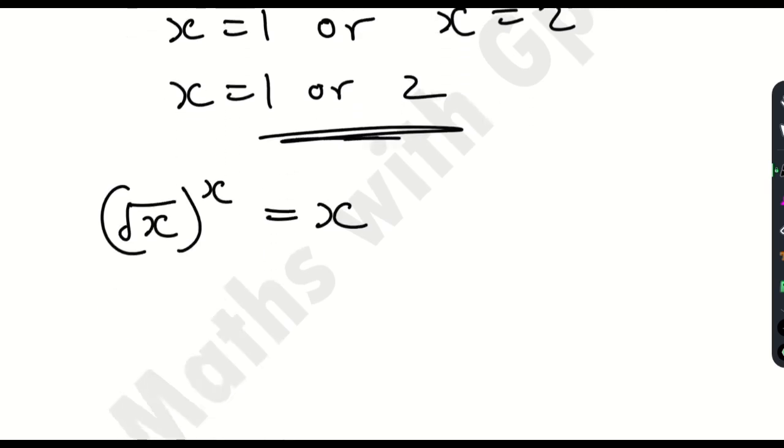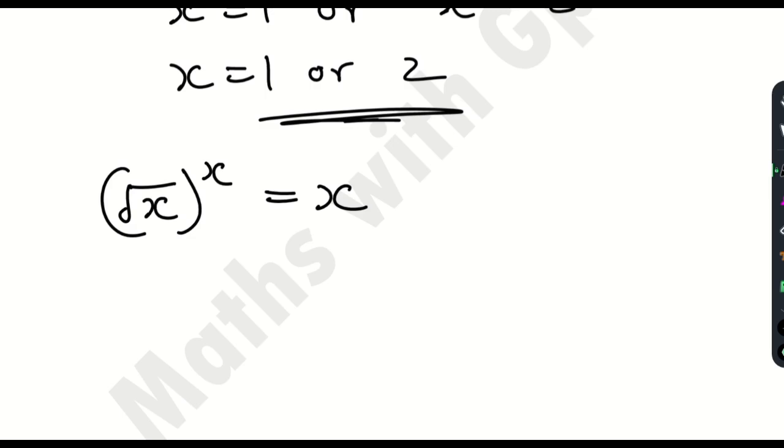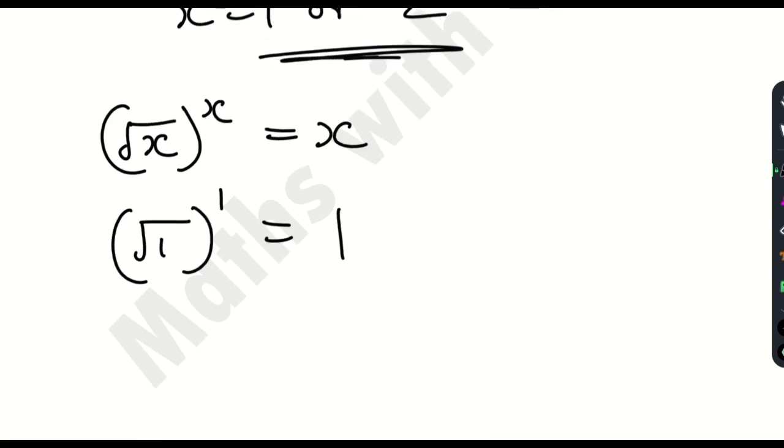Now, when x is equal to 1, let's plug in 1 into this equation. So you have the square root of 1, all raised to the power of 1 is equal to x, which is 1. So what I have on the left hand side, will it give me what I have on the right hand side? The square root of 1 is 1, and 1 raised to the power of 1 is what? 1. So I have 1 here as well.